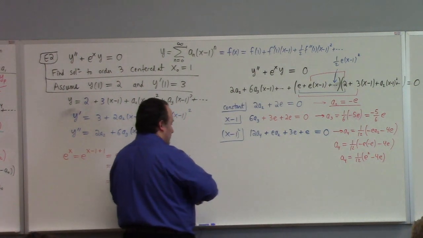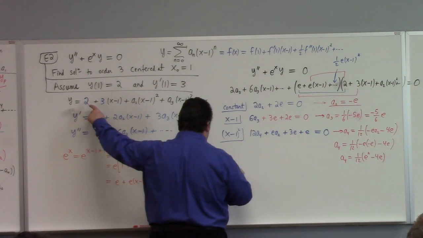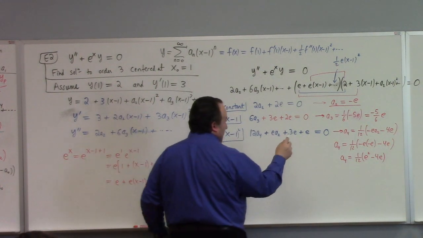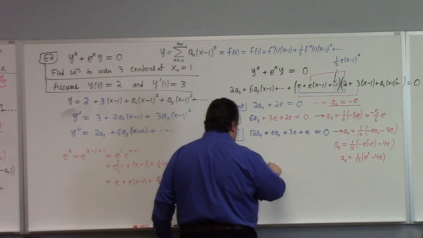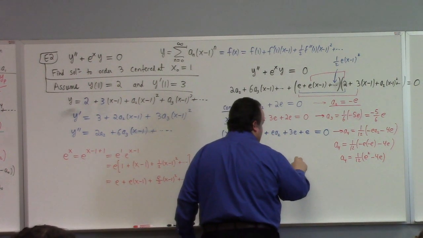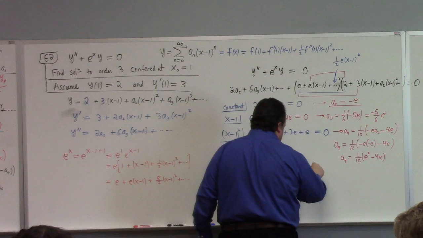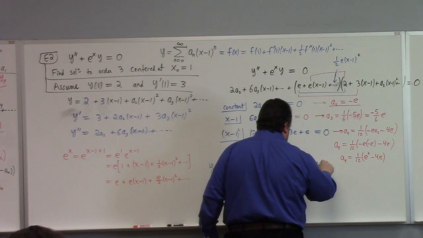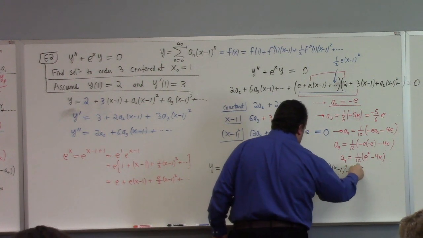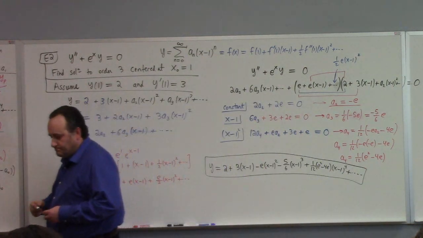So put it all together, we find the solution. y is equal to 2 plus 3 times x minus 1. My a2 is minus e times x minus 1 squared. My a3 was minus 5/6, 5/6, I can't say sixth today, minus 5/6 e times x minus 1 cubed. And then plus 1/12 e squared minus 4e times x minus 1 to the 4th power plus dot dot dot. So there you go. I actually found the solution to order 4 as it happens here.